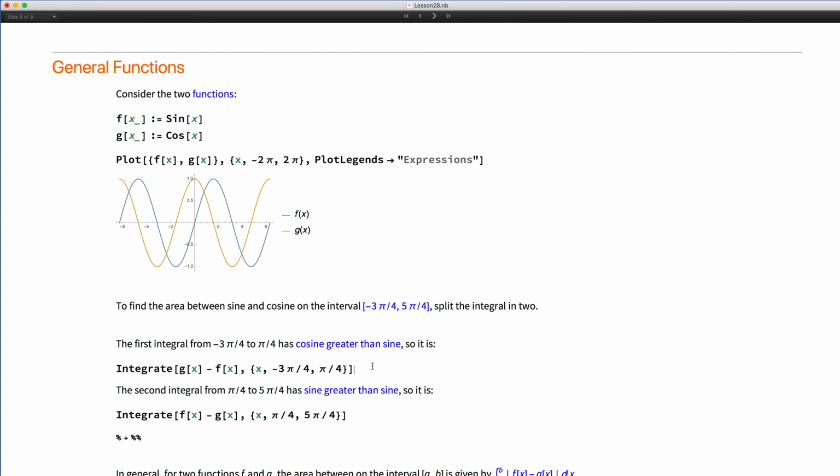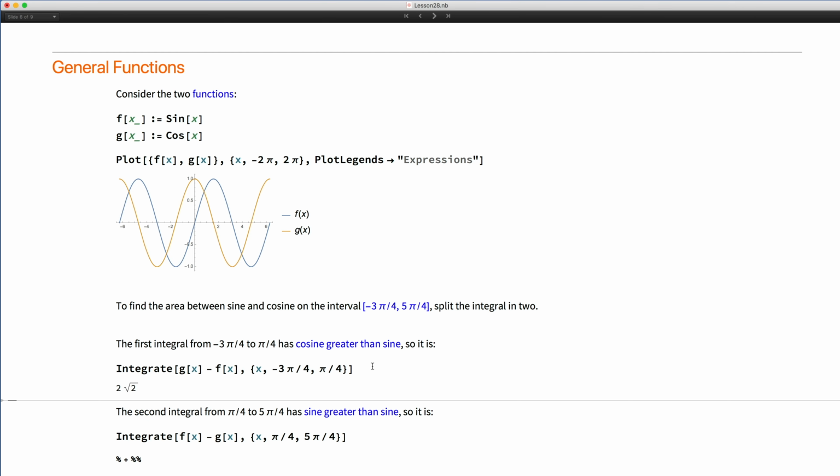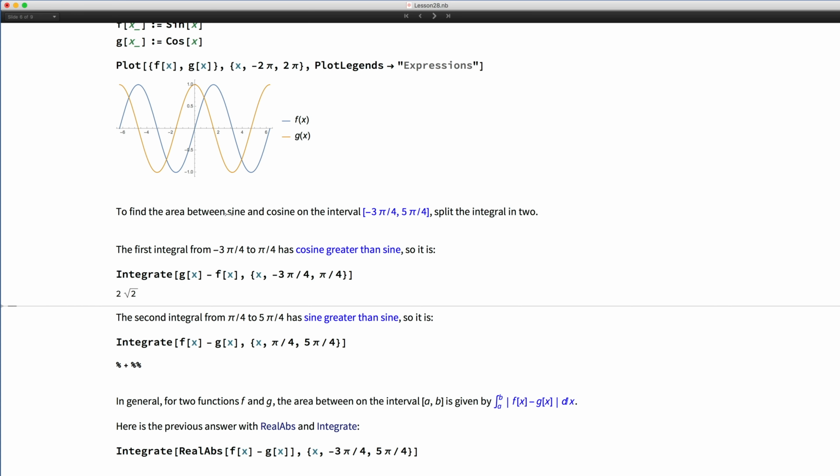So on the first interval, -3 pi over 4 to pi over 4, you have g minus f because g is greater than f, and then you do the opposite for the rest of the interval.